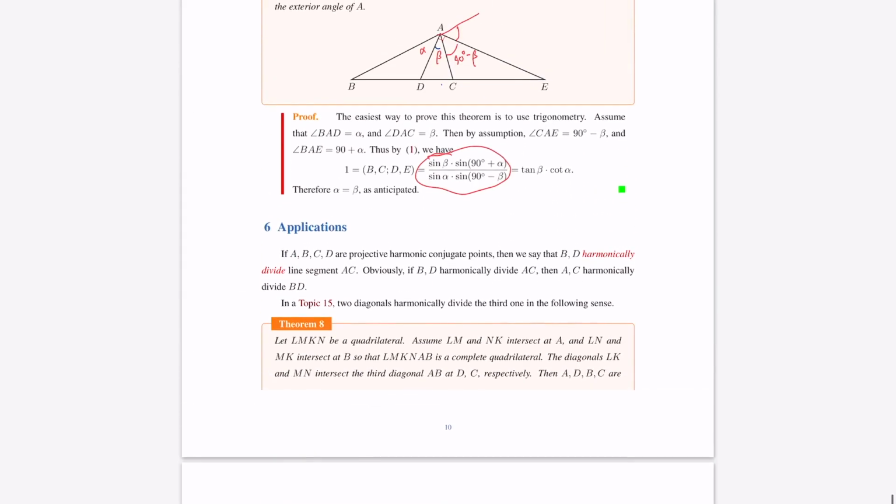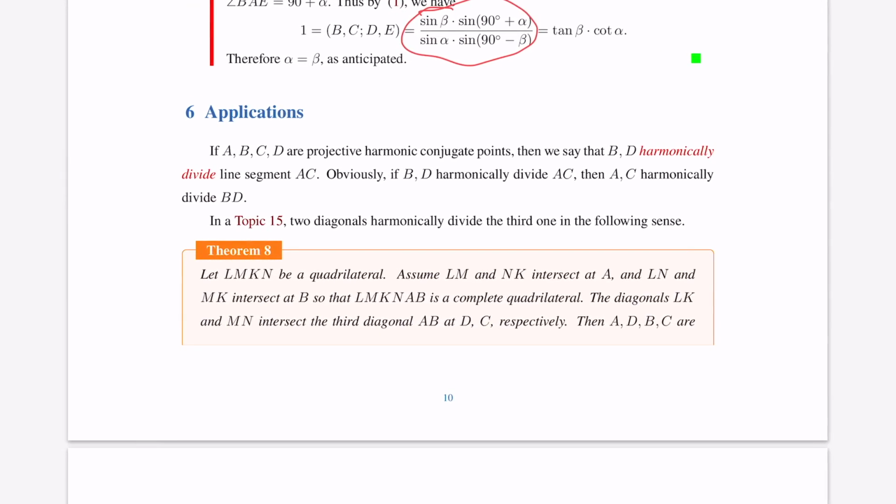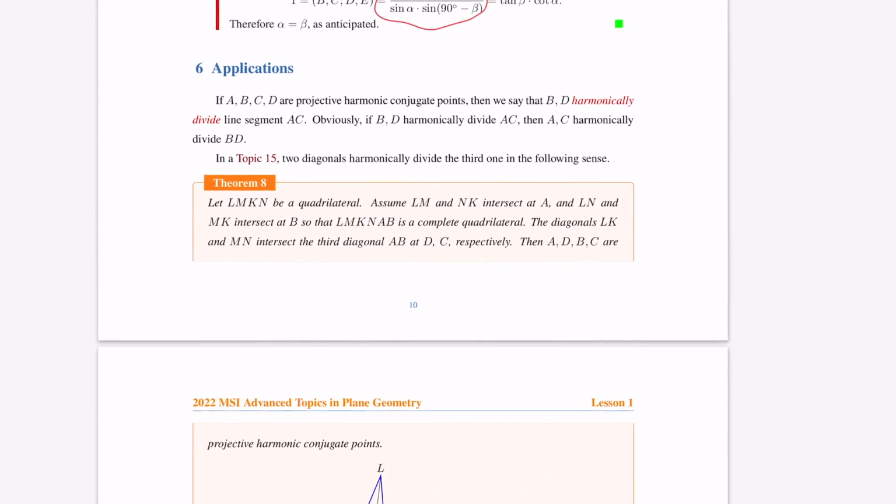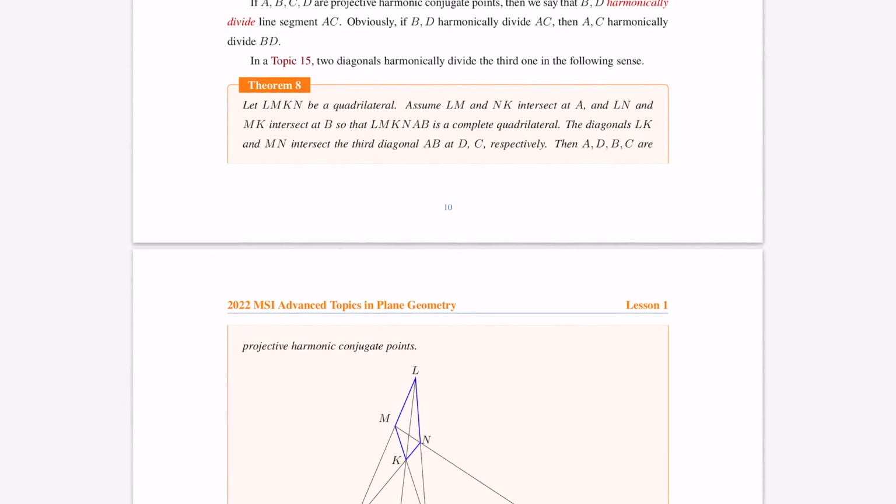So that's the last one. I want to introduce one application that would be useful in math competitions. You will see, surprisingly, that there are quite a lot of harmonic conjugate points. So here is one example.